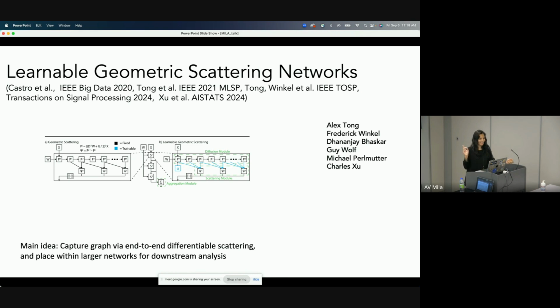He's laughing. Did I misspell something? Okay. So again, apologies to Friedrich, but he also helped with this work.